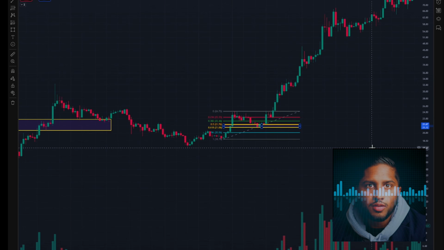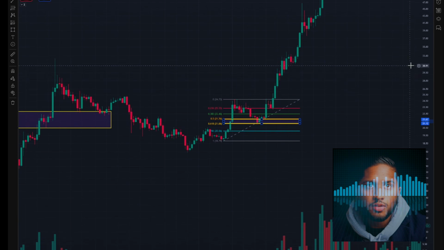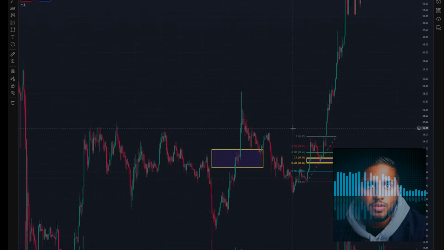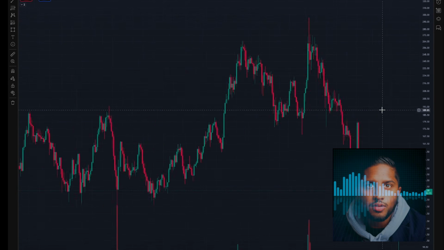This will make for better setups, cleaner entries, tighter stop losses. It's an overall top 5 tools I think you should utilize when you are trading. It's absolutely essential. And then what we can do is let's go ahead and look at some short positions.